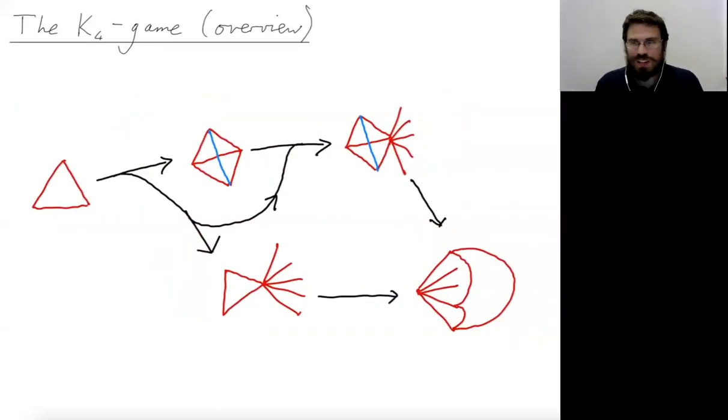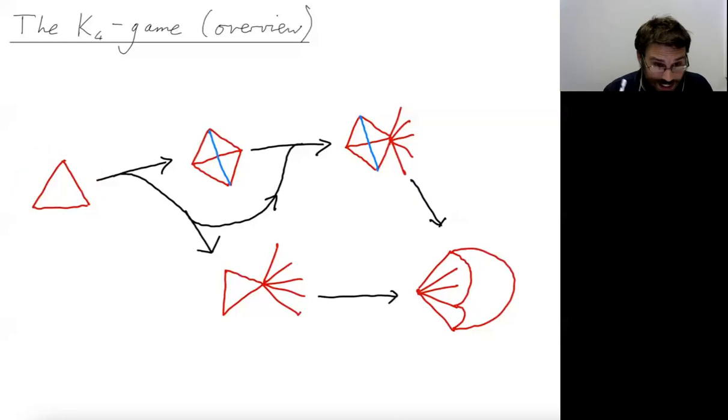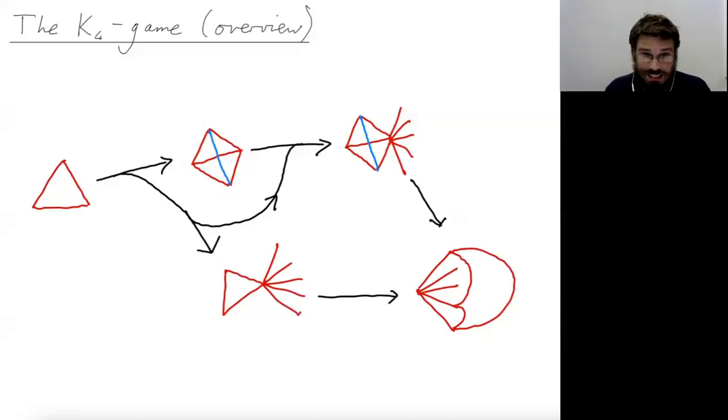So what does this strategy look like? Here's a rough picture of what to try to do if you're trying to win the K4 game. The first thing to do is to build a triangle in the way that we discussed earlier on. Then the next step is to turn this triangle into something which is almost a K4, but with just one edge instead belonging to the second player.